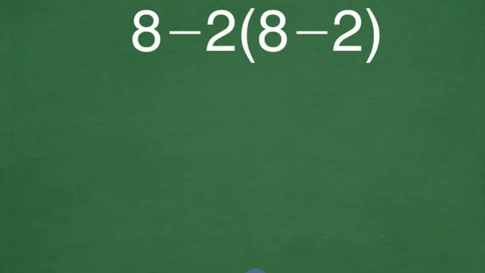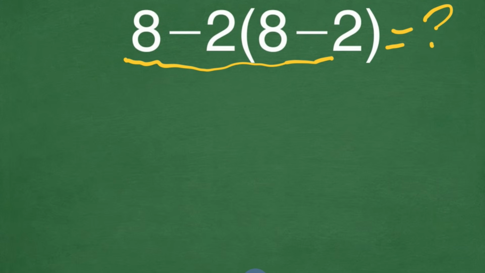Most people think this problem is easy, and that is exactly why they get it wrong. So we have 8 minus 2 (8 minus 2). So the second 8 minus 2 is inside a parentheses, and we have steps to solve this whole equation and get the answer. So here, what most people do is fall into a trap.